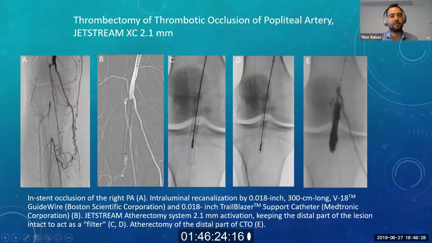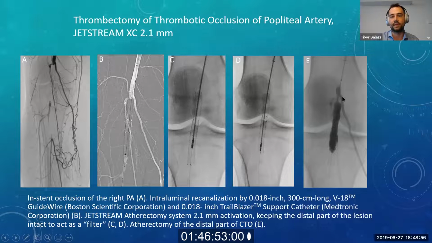So again, the recanalization was done by V18 with O18. This was a Trailblazer support catheter. Again, the lesion was not treated at once, but we kept the distal part closed to act as a filter. Usually, if you have a full occlusion, you can send down the diagnostic catheter, using the same Trailblazer, to fill up the space with contrast to see what's happening inside.